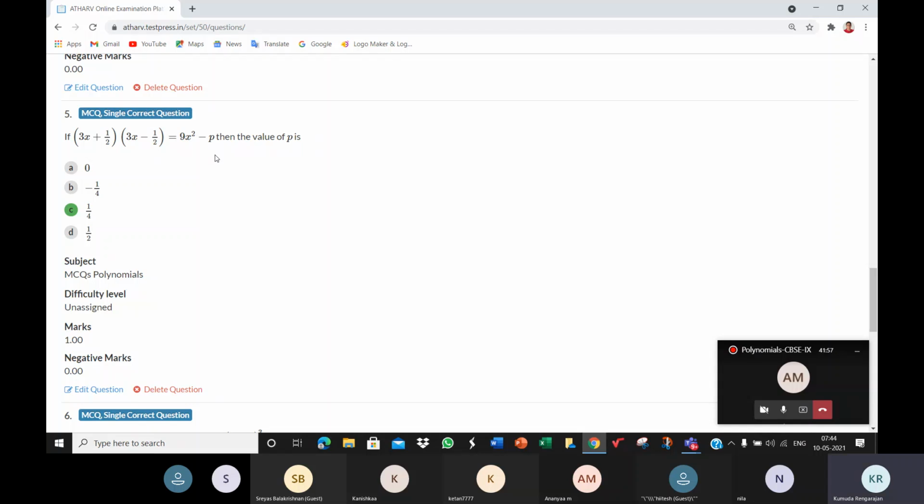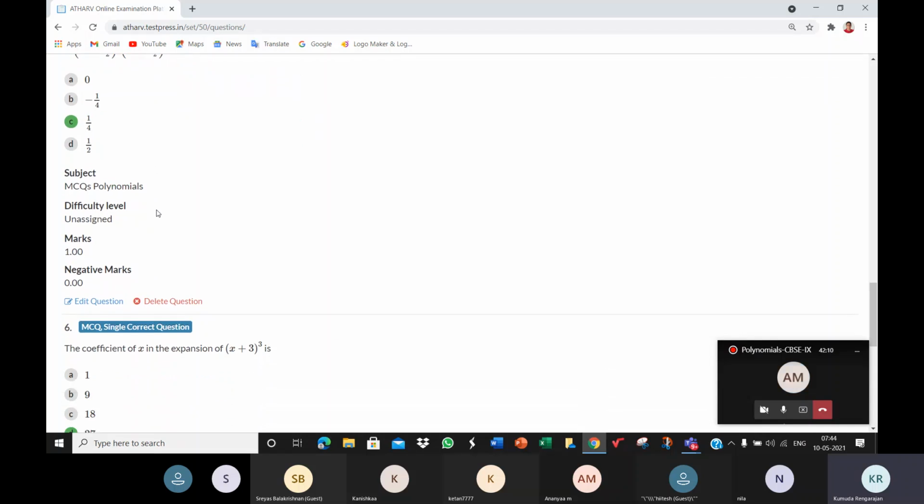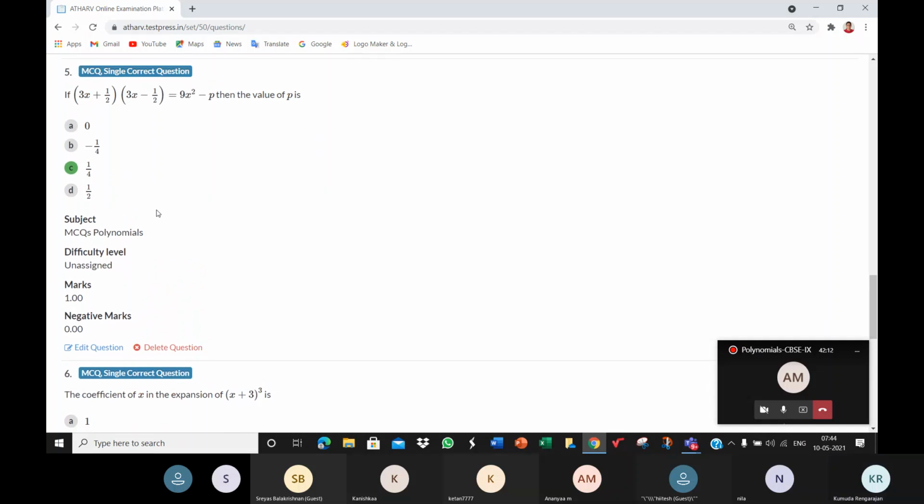On the LHS, you have minus 1 by 4 and on the RHS, you have minus p. So p is equal to 1 by 4. The value of p is 1 by 4. So again, a simple one, because a plus b into a minus b is a squared minus b squared, which we've been seeing since standard 8. So it's just that we have to use the identity and compare both the sides. Solving, the 9x square on either side gets cancelled, and we have minus 1 by 4 equal to minus p, so p is equal to 1 by 4.